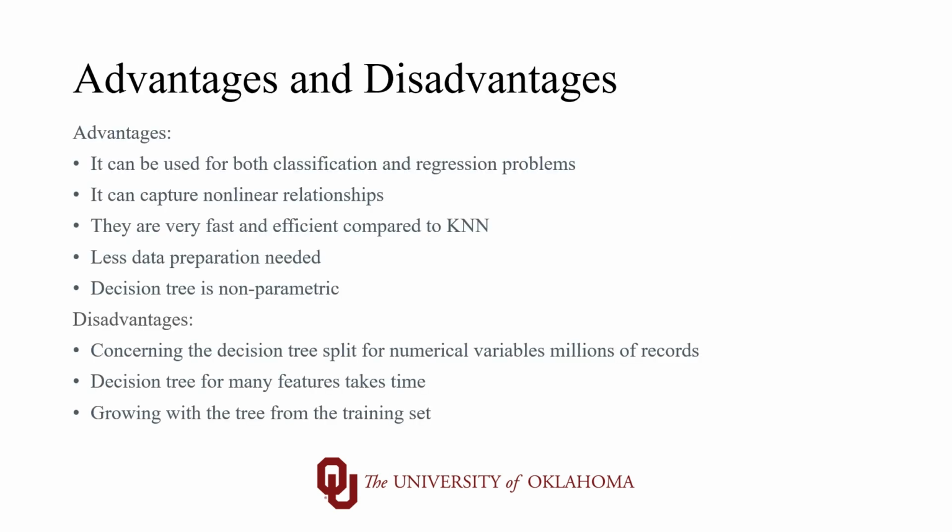Now, coming to the advantages of decision tree regression. It can be used for both classification and regression problems. It can also capture nonlinear relationships, and is very fast when compared to KNN. The data preparation is very little compared to other algorithms.